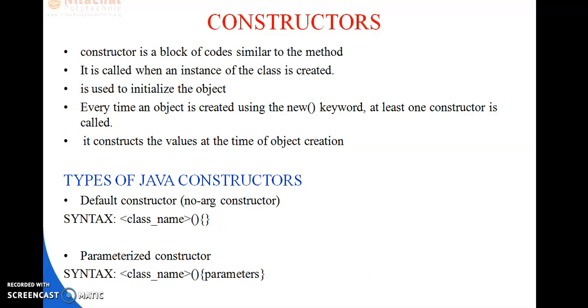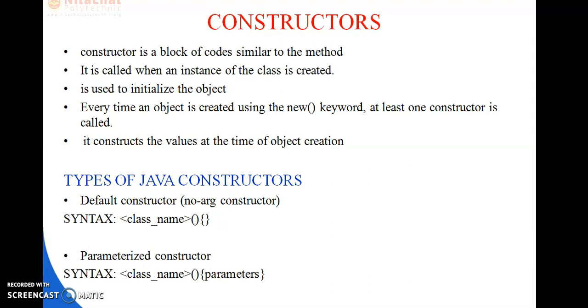Then comes the constructor. A constructor is a block of code similar to a method. It is called when an instance of the class is created. Always remember that when an instance of a class is created, a constructor is called. It is used to initialize the object. Every time an object is created using the new keyword, at least one constructor is called. It constructs the values at the time of object creation. Remember it. When the object is created, its values are created.